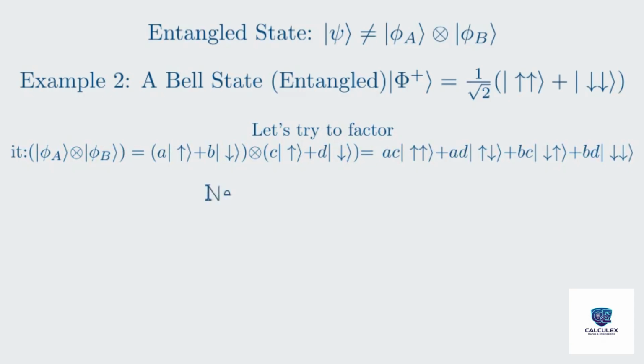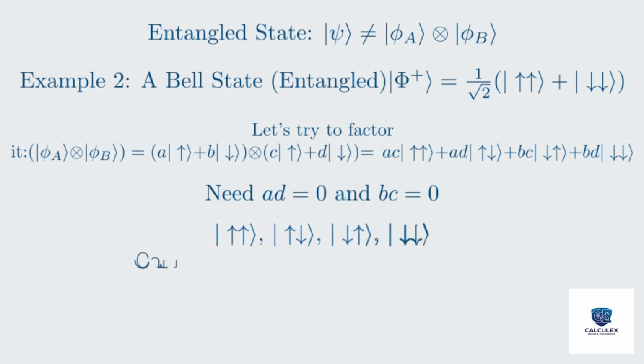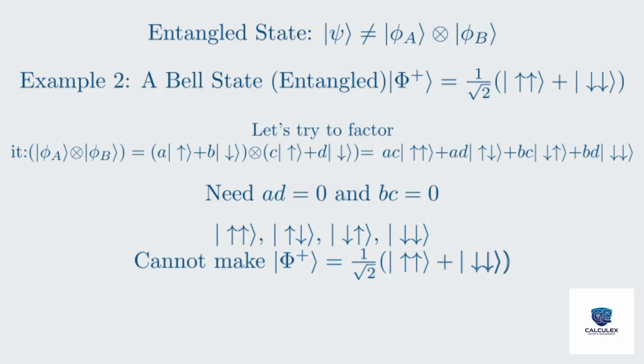This implies that at least one of the pair a, b must be 0, and at least one of the pair c, d must be 0. For example, if b is 0, then ad must be 0. This would mean that both |ψ_A> and |ψ_B> would be pure basis states like |00> or |11>. But no combination of these basic product states can add up to our Bell state |Φ+>, because the Bell state contains the |00> and |11> terms but no |01> or |10> terms. It's a superposition of two product states. This is the source of entanglement.